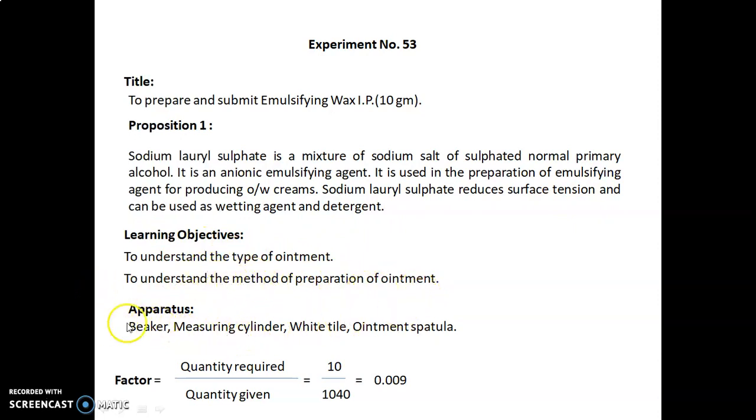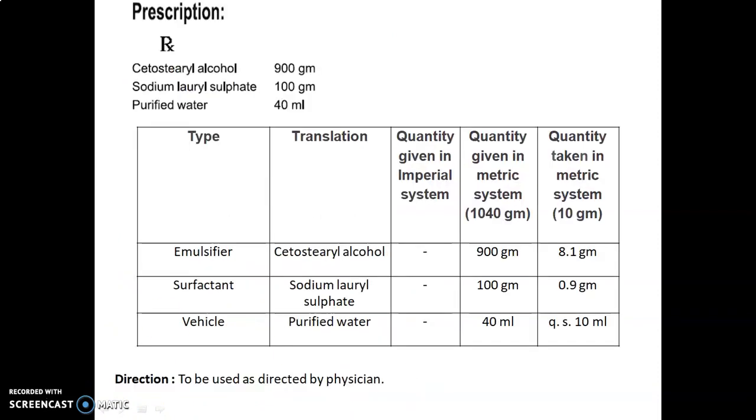Apparatus required are beaker, measuring cylinder, white tile, ointment spatula. Factor is calculated as ointment quantity required upon quantity given, that is 10 upon 1040, which is equal to 0.009. This is the prescription, denoted by Rx: cetosteryl alcohol 900 gram, sodium lauryl sulfate 100 gram, and purified water 40 ml.